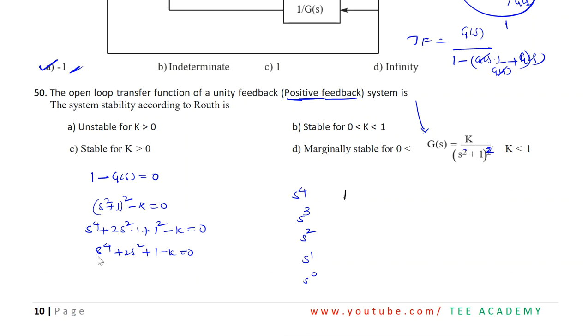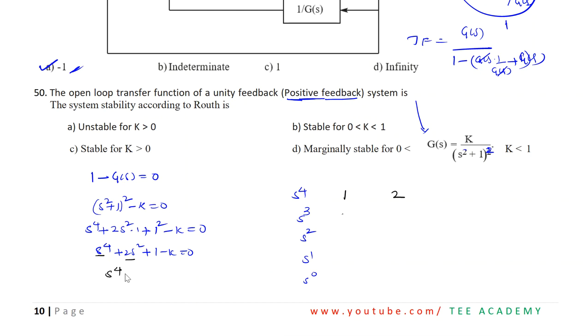Now s to the power 4 is 1 as the first term, and the next term will be 1 minus K. What about the s cube terms? They are zeros. Okay, let me correct a small mistake here. In this equation the s cube term is 0, so 2 will come here, and next the s squared terms are there, so 2 is here and 1 minus K is here. Okay, excuse me, I will make the correction here. A small confusion.